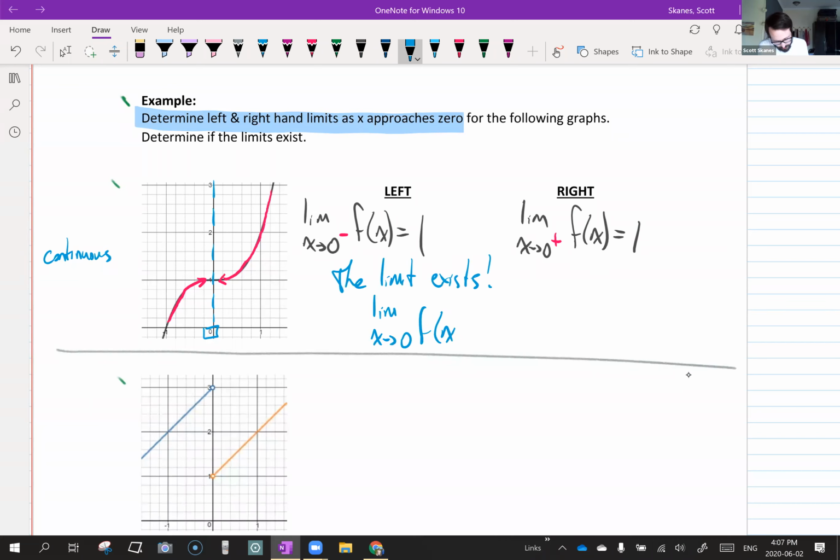So we just write out, we don't have a plus or minus. Notice I didn't put a plus or minus on that 0. I just wrote it directly. The limit as x approaches 0 of the function is 1.